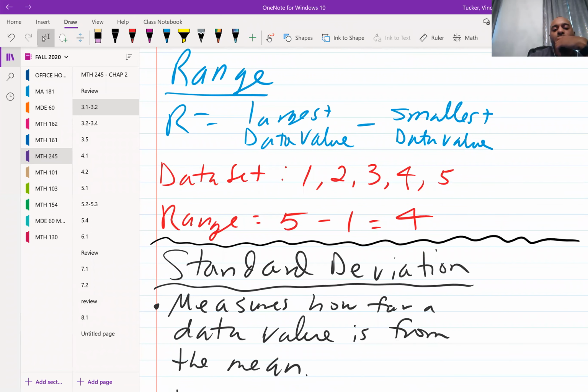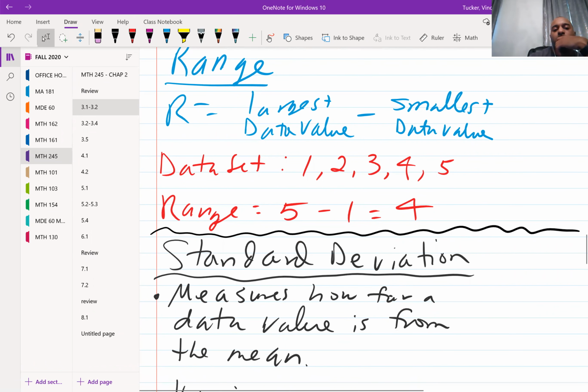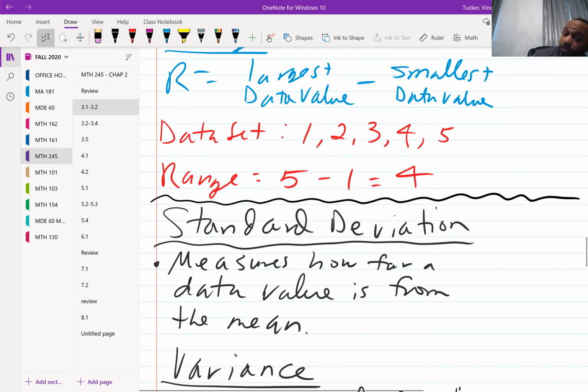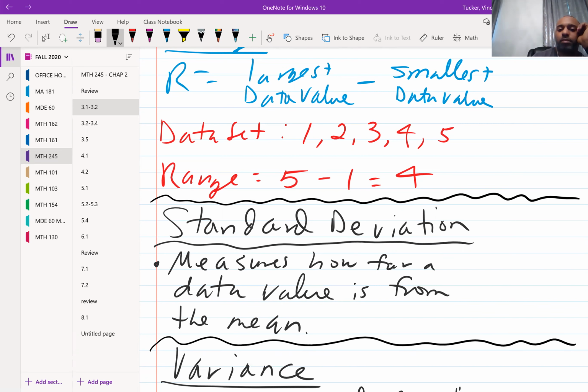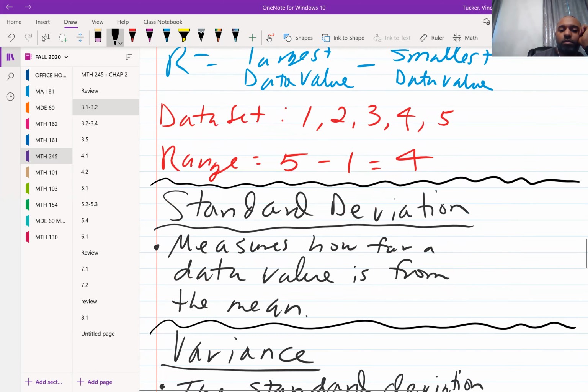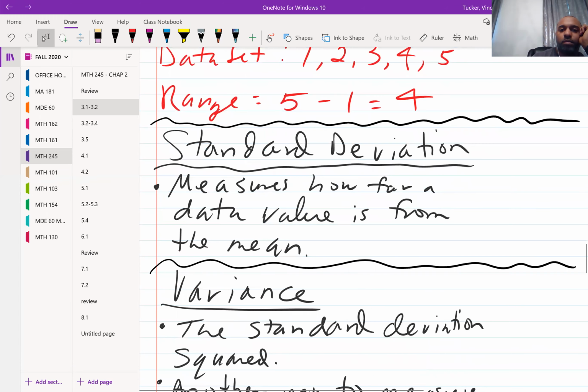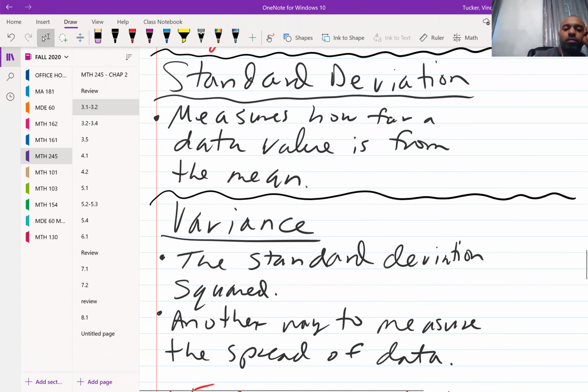All right. Standard deviation. It measures how far a data value is from the mean. And we'll talk about how to calculate this in a second. All right, your variance is the standard deviation squared, and it's just another way to measure the spread of data.